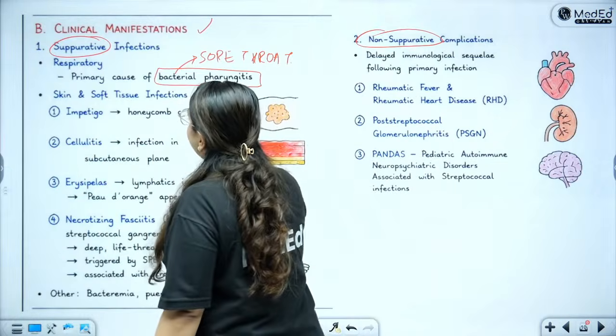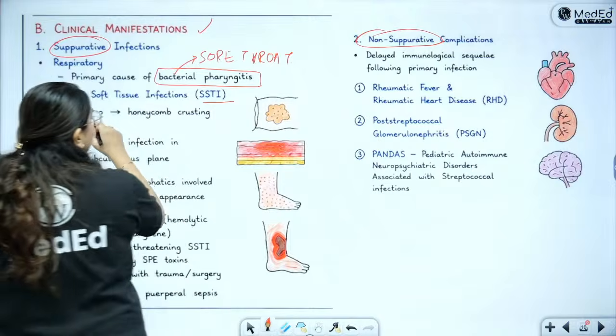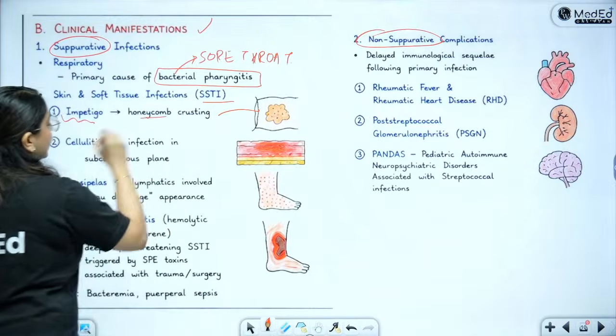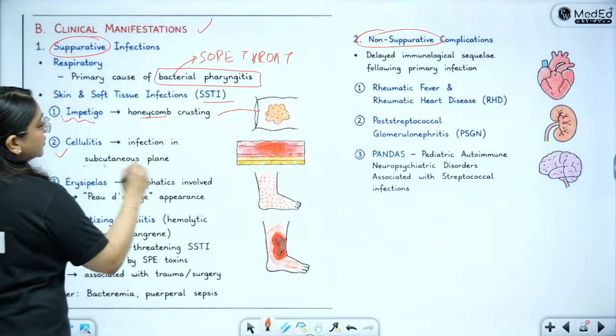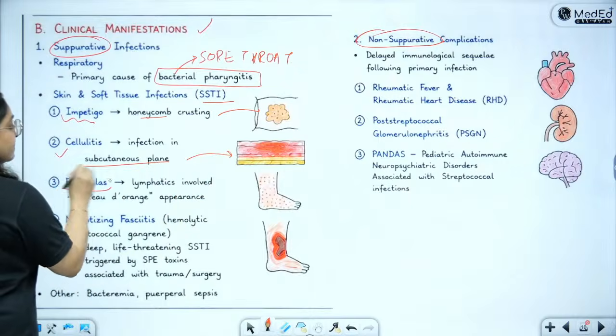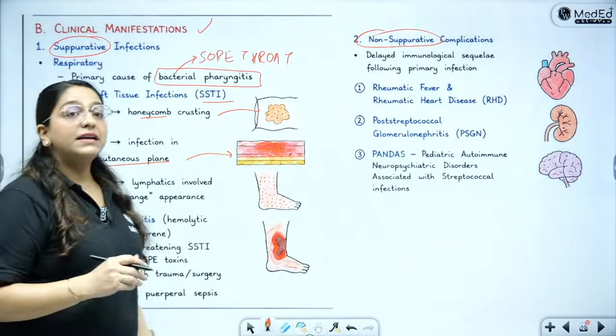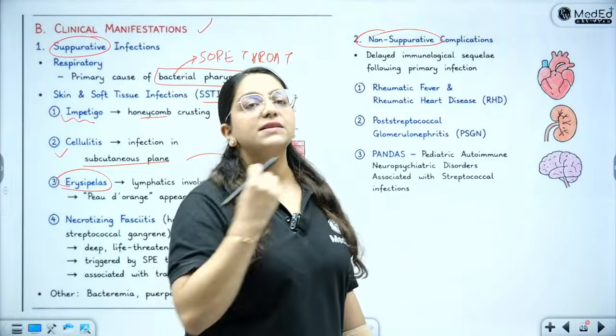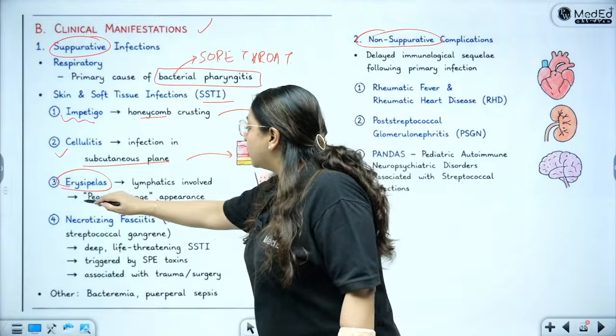Skin and soft tissue infections: it produces impetigo. In impetigo, you see honeycomb crusting. Cellulitis is infection of the subcutaneous plane. Erysipelas is where the superficial lymphatics are involved, so it gives the peau d'orange, pudgy orange appearance.